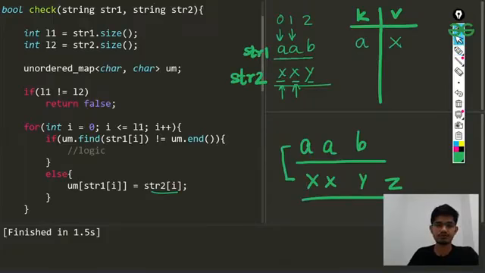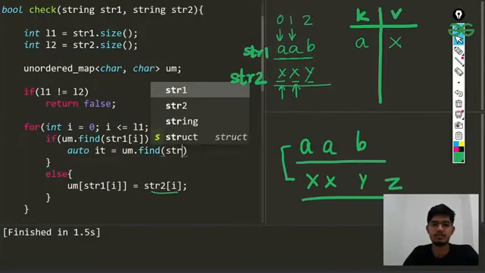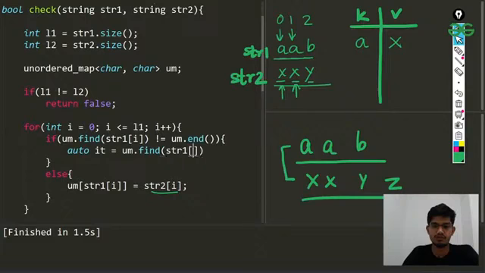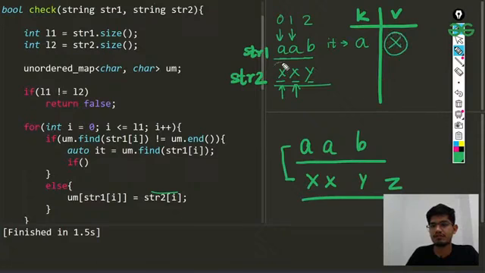So what I am going to be doing is checking that first I am going to be taking that value. So I will be taking auto it. Auto it equals um dot find operation for my str1 of i, and once I found that, suppose this it will be pointing to this, if it is present, then I'll be checking that my second value of it should be equal to this str2. That is what I'm going to be writing.